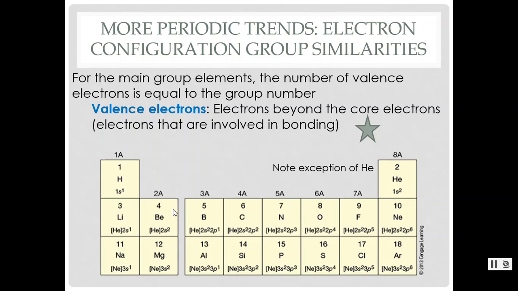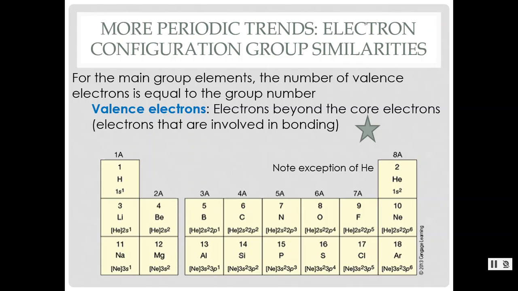Looking at the condensed or noble gas configurations for main group elements, some of which are shown here, you see that all elements in the same group, they have different noble gas elements in brackets, but they have the same number of outer shell electrons. Those outer shell electrons, those electrons that are beyond the core electrons that we identified within the noble gas configuration, are called valence electrons.